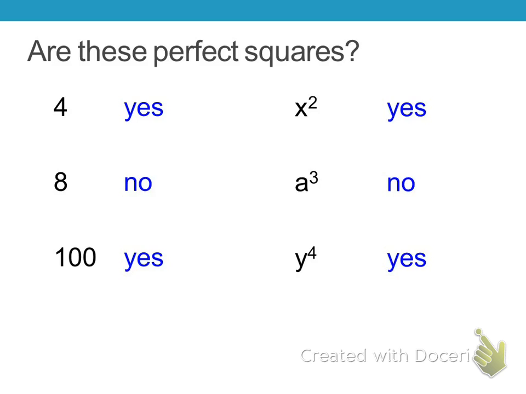So why is a to the third not a perfect square? Because there's no number times itself that would give us a to the third. No, you couldn't square anything and end up with that. Thank you.